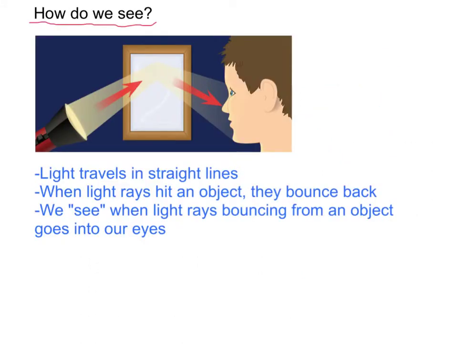So how exactly do we see things if light travels in straight lines? Just say, for example, this boy here is looking at a window. Light from a torch has gone in a straight line into the window. And at the window it can bounce back and go into the eye of this boy.